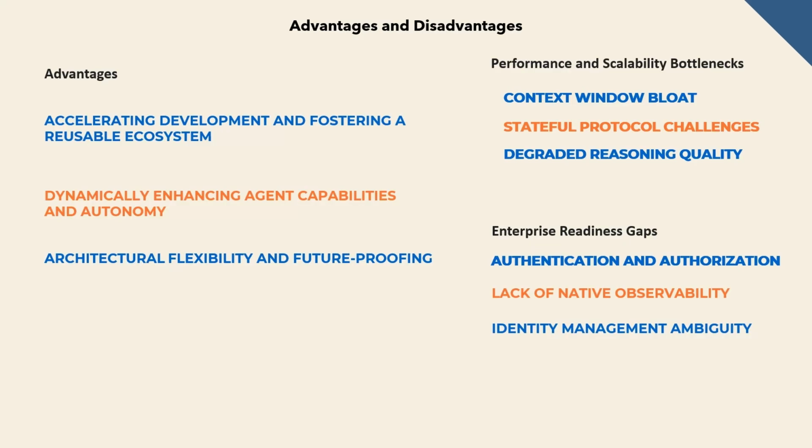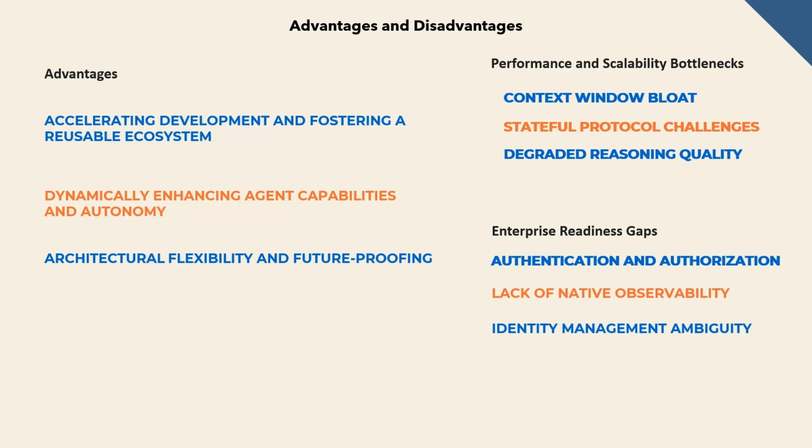Advantages are, it says, accelerating the development and fostering a reusable ecosystem. So what does it mean? MCP lets you build integrations once and share them everywhere. If someone creates a Slack connector, any MCP compatible agent can use it instantly. So it's like NPM for AI tools. No more reinventing the wheel for every project.